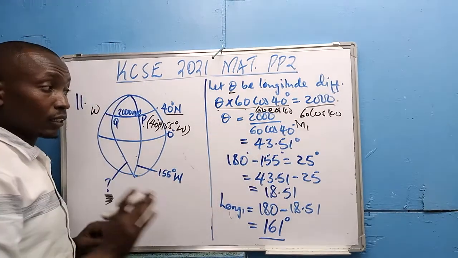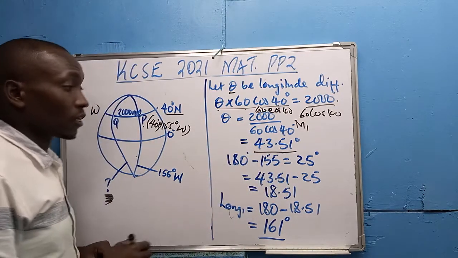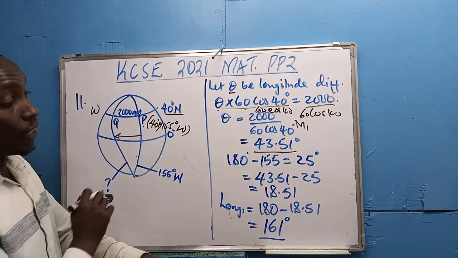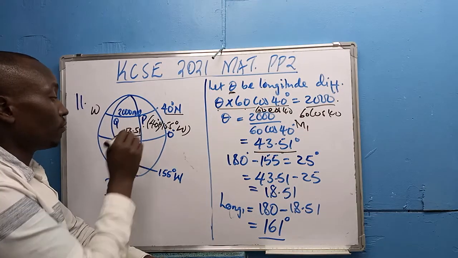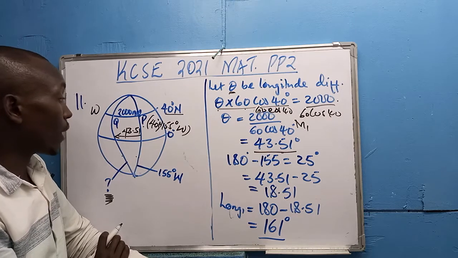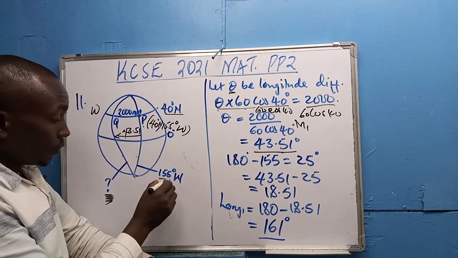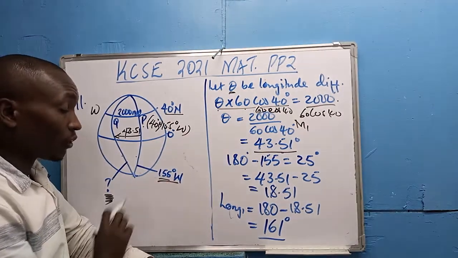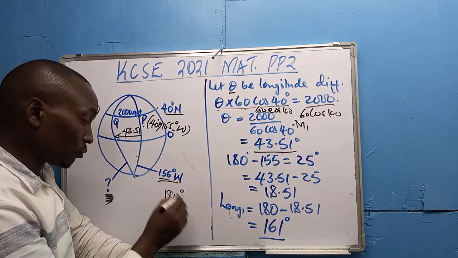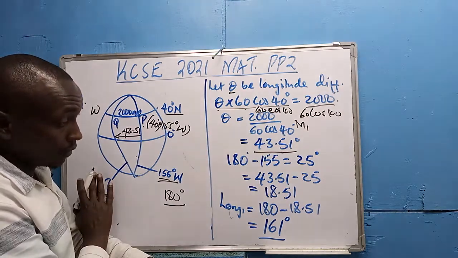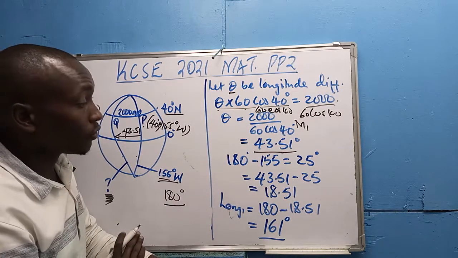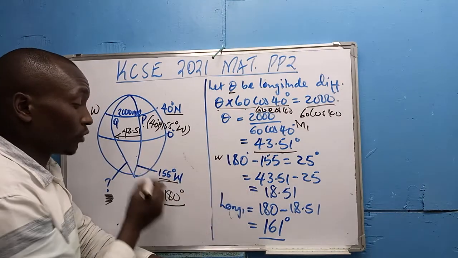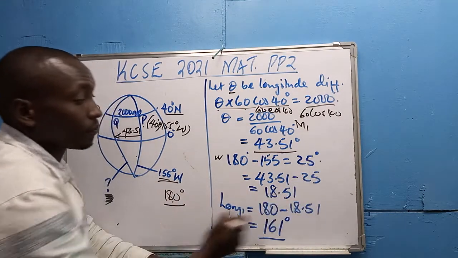The longitude difference is 43.51 degrees. We have just confirmed that the longitude difference is 43.51. Remember, if I go another few degrees, like 25, I'll go to the limit of longitudes, because longitudes go up to 180. 180 west, 180 east. So I need to work out how many degrees remain for me to get to 180. It is 25.